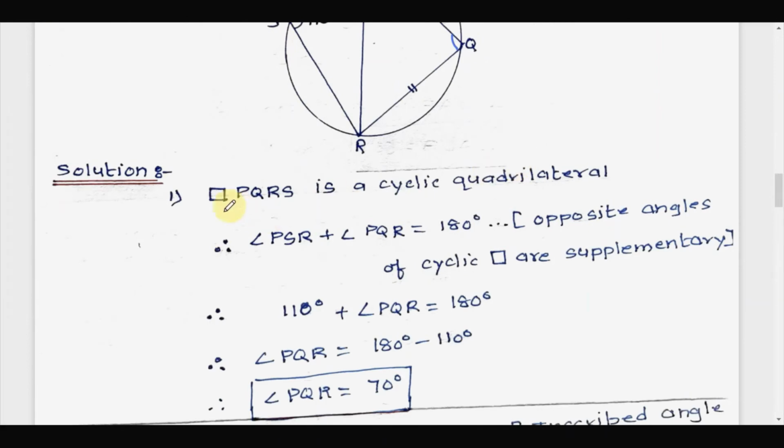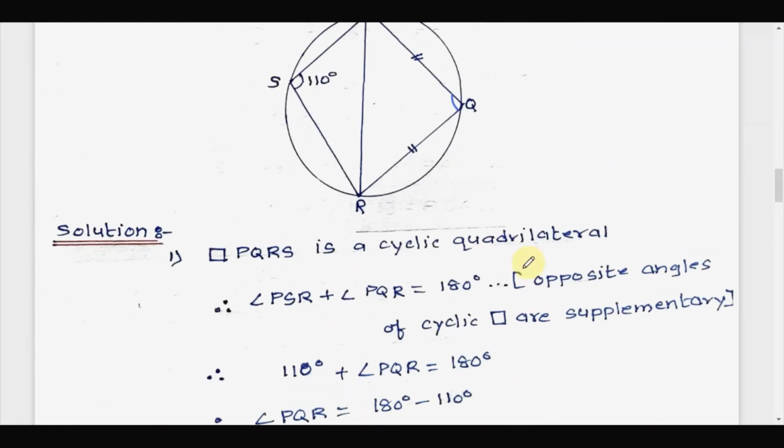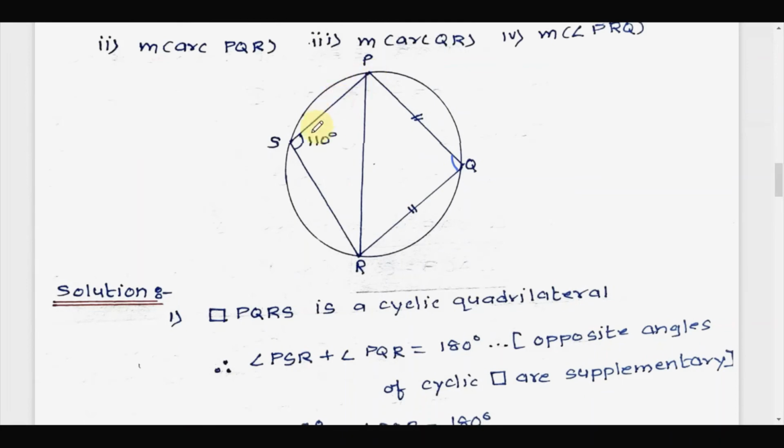Now see, quadrilateral PQRS is a cyclic quadrilateral, correct or not? You know the property of cyclic quadrilateral. What is the theorem? Theorem says that the sum of the opposite angles is 180 degree, or the sum of the opposite angles of a cyclic quadrilateral are supplementary. Correct? So here from diagram, angle PSR plus angle PQR is equal to 180 degree. Reason is opposite angles of cyclic quadrilateral are supplementary. Now PSR is given to you 110. Correct or no? So can you guess the answer?